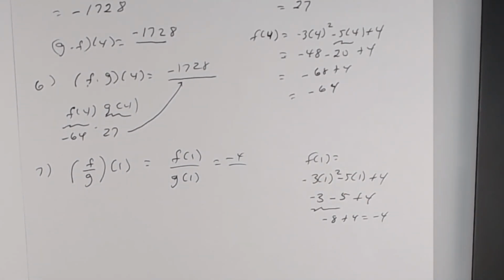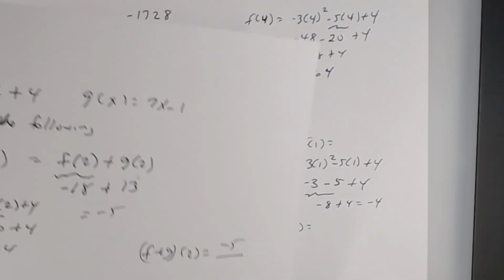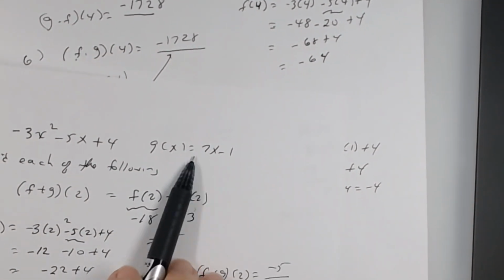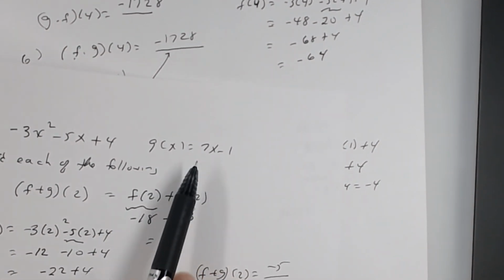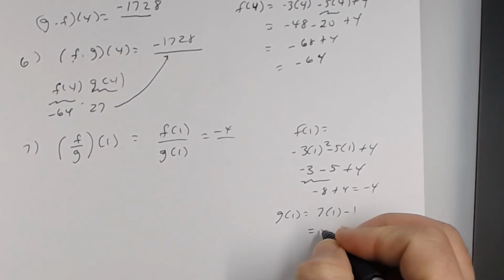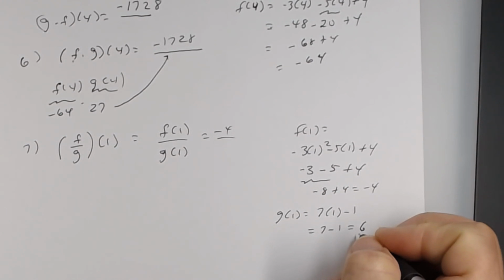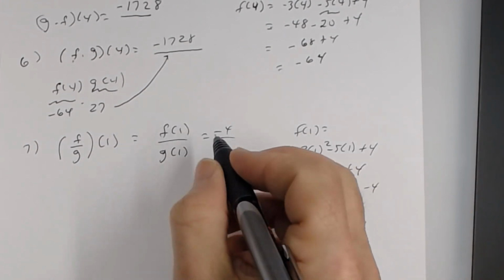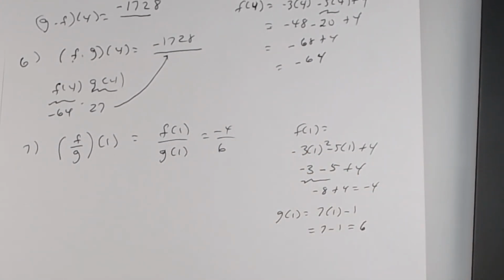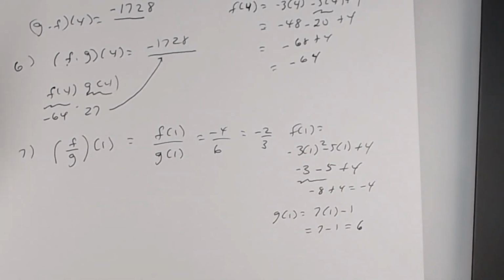Okay, let's talk about the denominator. Let's find g of 1 this time. So g of 1, remember, you've got to go to your function g. That was a linear function, 7x minus 1. So that's 7 times 1 minus 1. 7 minus 1, which is 6, right? So you get negative 4 over 6, which reduced is what? Negative 2/3. Okay?